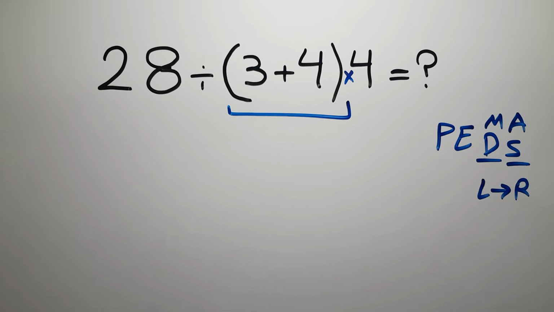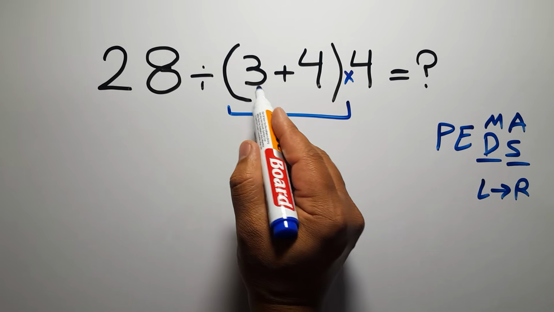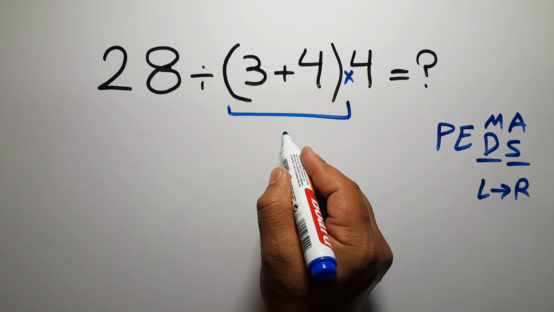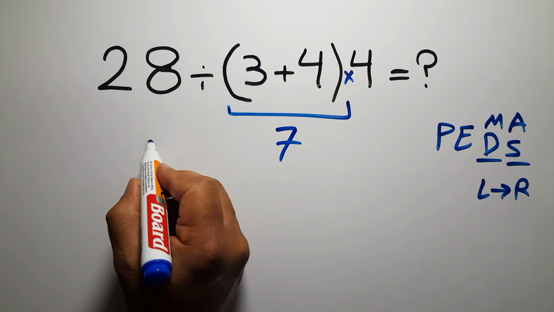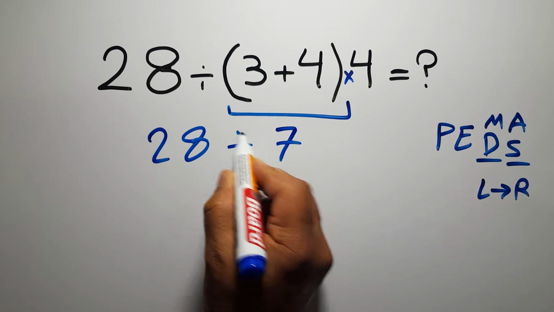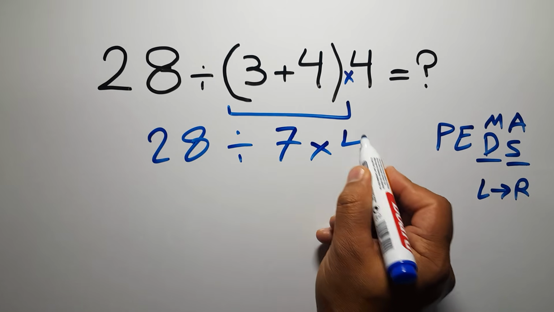Okay, inside this parentheses we have 3 plus 4, which gives us 7. So we have 28 divided by 7, then times 4.